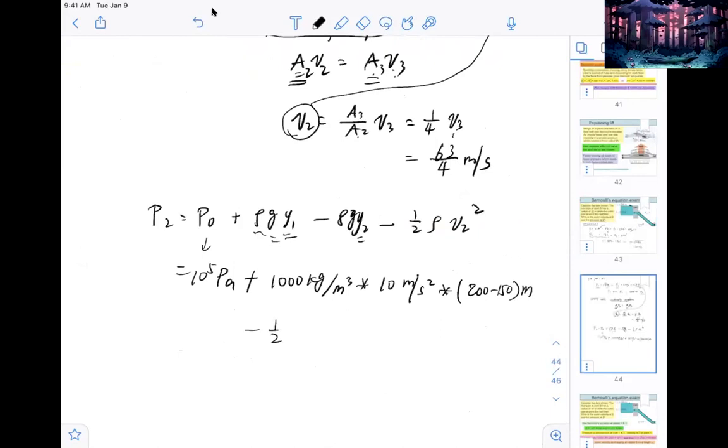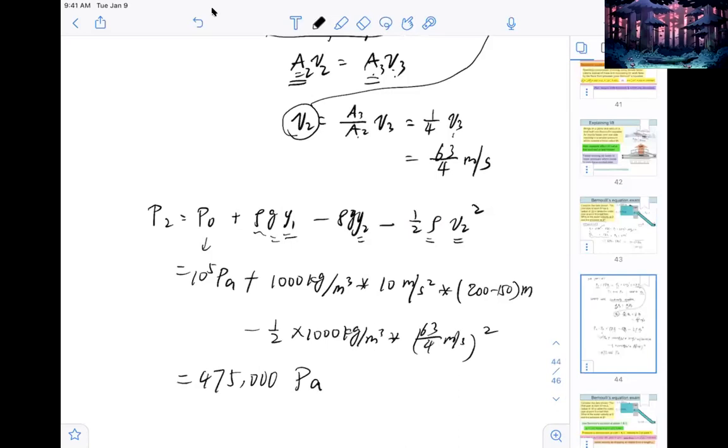minus 1/2, again, rho times velocity squared. Velocity you have just calculated. So with everything plugged in, we get the pressure here at location 2 is 475 Pascal.